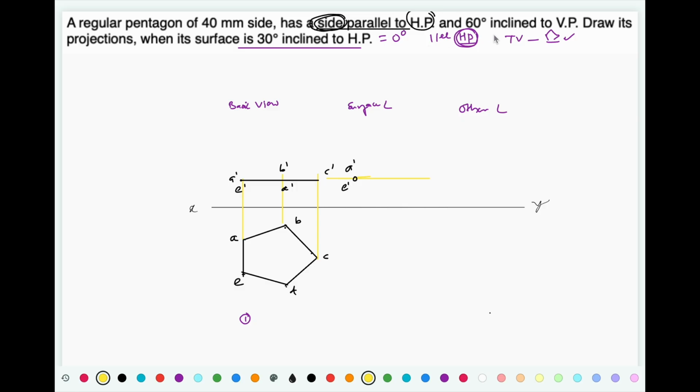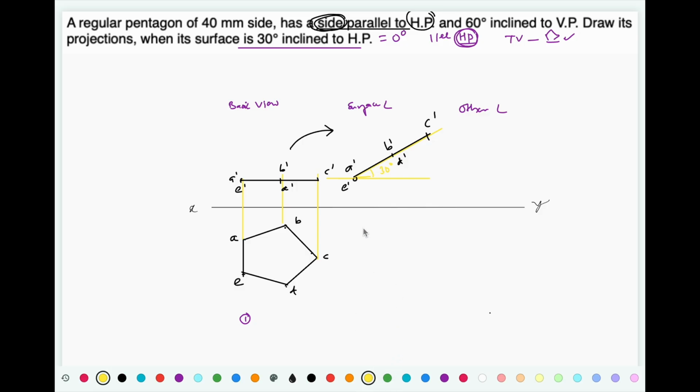The inclination of surface is 30 degree with HP. So a line inclined at 30 degree. On that 30 degree line we are going to draw this front view as it is. So same front view to be drawn once again with different orientation. So take distance of A dash E dash to C dash in a compass, locate this C dash, similarly locate that intermediate point B dash and D dash, and this is going to be a front view.